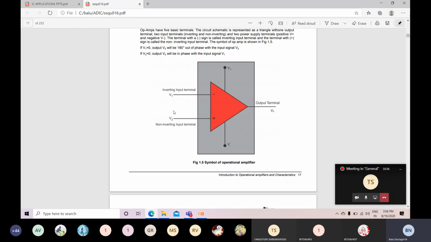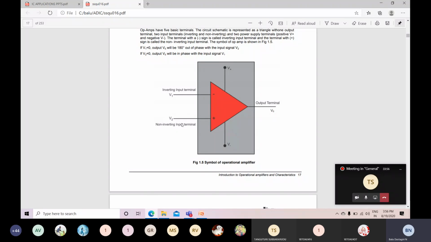So if V1 is equal to 0, where V1 means the inverting terminal, and you are applying the voltage at V2 here, then the output V0 and the input V2 are in the same phase.